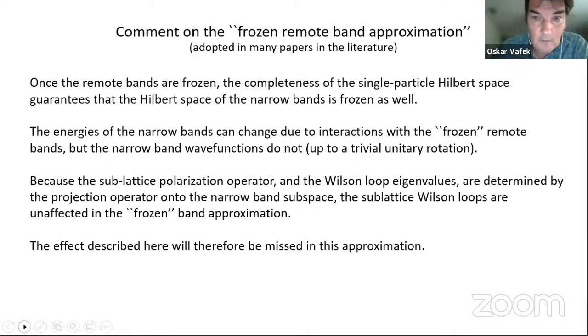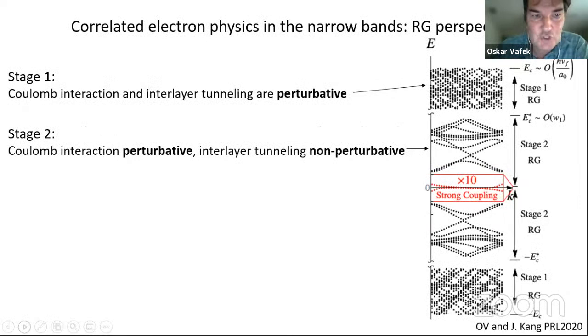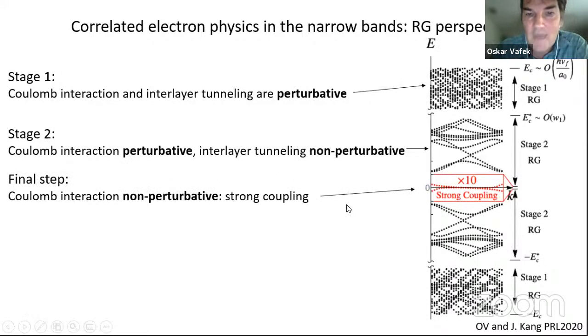Okay, so this is the end of stage two. And now we are in the final step, which is really the interesting part. We have our effective theory for the narrow bands with renormalized wave functions with Coulomb interactions. And we're gonna try to solve that part in strong coupling.